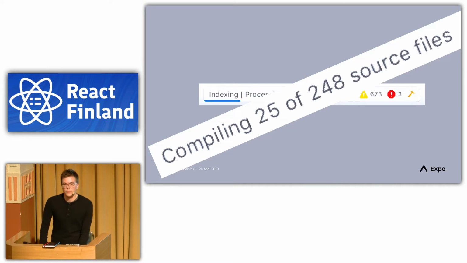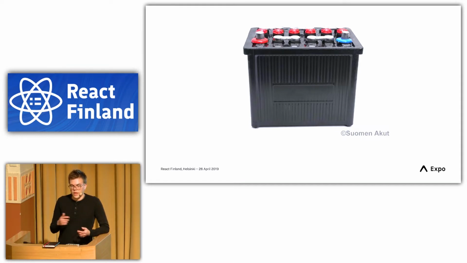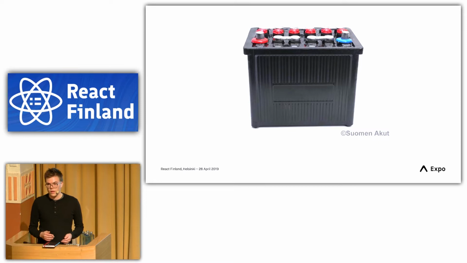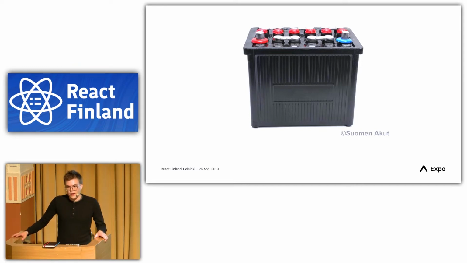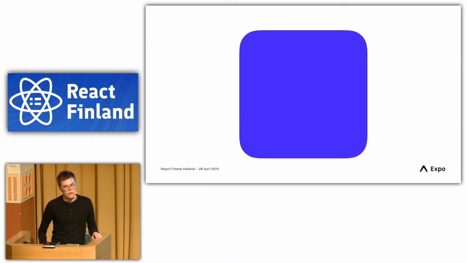So maybe it would be better if we just had one battery. Just one library that would have everything. And then we would compile an app with this library, put the app on a phone, and use that to develop the app. And no more Xcode, no more Android Studio, no more compiling. Just work with JavaScript and use the APIs included in this big library.